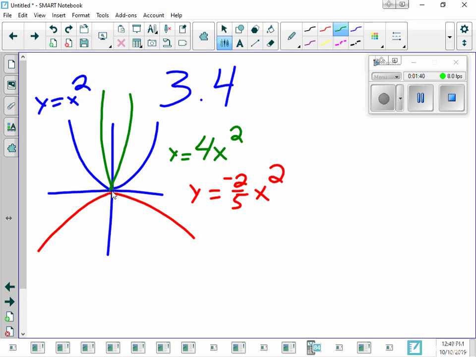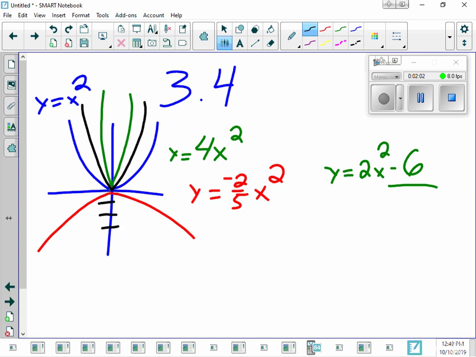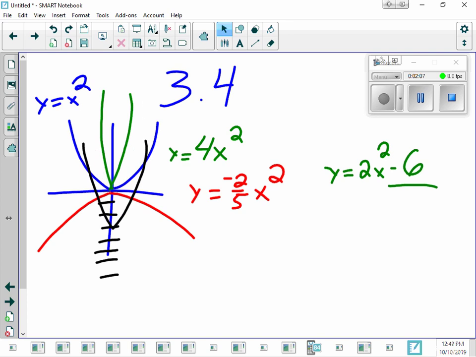And then in 3.2, we added another piece to this. So we did something like y equals 2x squared minus 6. What did this minus 6 do? It moved the graph down. So 2x squared is a little bit taller, twice as tall, but that negative 6 brings it down to there. That's 7. There we go.